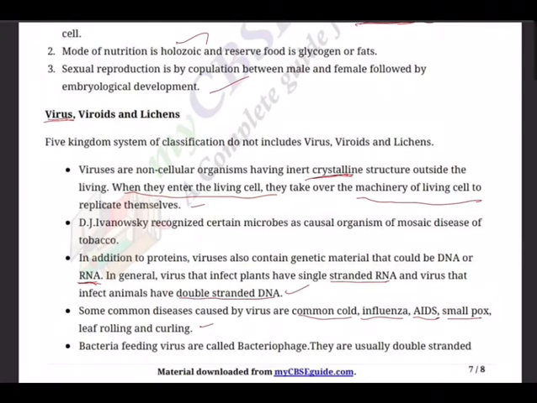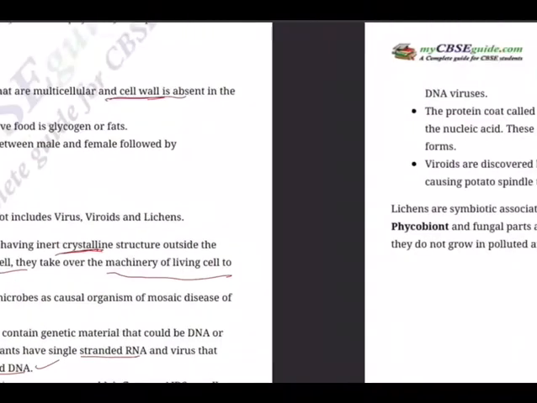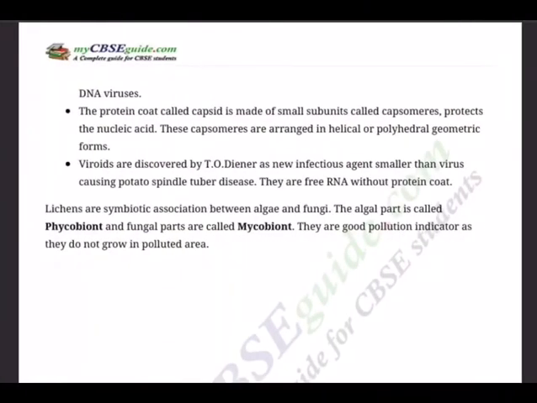And bacteria-feeding viruses are called bacteriophages. So bacteriophage, just because of the spelling, don't think it is a bacterium. Bacteriophage is a virus, a virus that kills bacteria. They are usually double-stranded DNA viruses. The protein coat called capsid is made of small subunits called capsomeres, which protect the nucleic acid. These capsomeres are arranged in helical or polyhedral geometric forms.